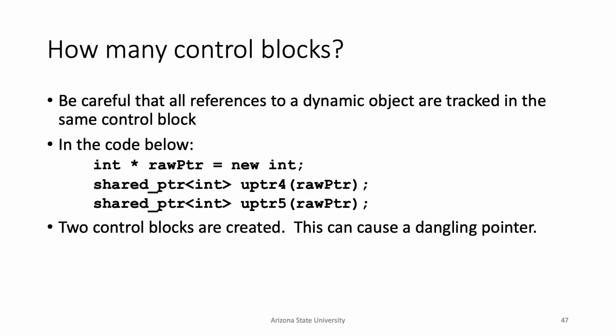Okay, so be careful that all references to a dynamic object are tracked in the same control block. This raw pointer is just a single pointer. It doesn't have a control block. It's just a normal pointer. Whereas here, these look at uputter 4 and 5. They're being constructed directly from the raw pointer, not from any other shared pointer. So these 2 objects have different control blocks.